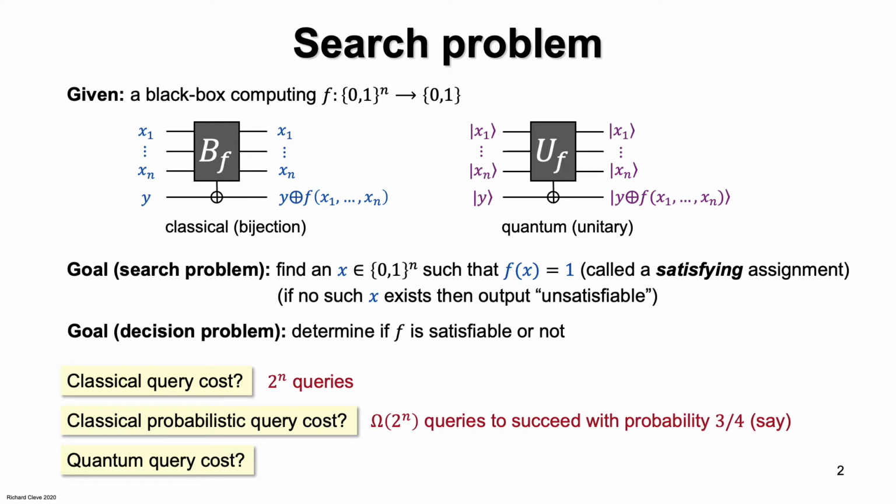What's the quantum query cost? That's order square root of 2 to the n by Grover's algorithm, which is the topic of this lecture. Notice that the query cost is still exponential. The difference in the exponent is only by a factor of 2. But this speedup should not be dismissed.